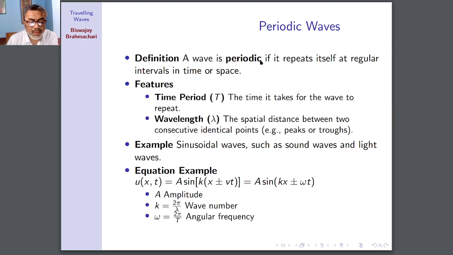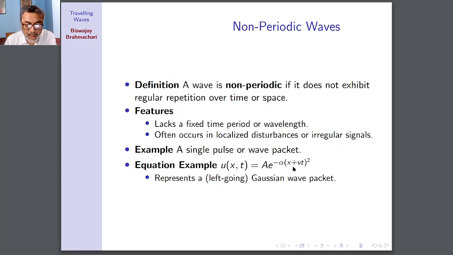Example, we can give two examples. One is a periodic example. u(x,t) is a sine k(x plus minus vt). kx plus minus kvt becomes kx plus minus omega t. So this is a periodic wave. And another example, here again, to keep x plus vt constant, if I increase t, x has to reduce. So it is a left going wave packet. So it represents a Gaussian wave packet which is moving to the left.